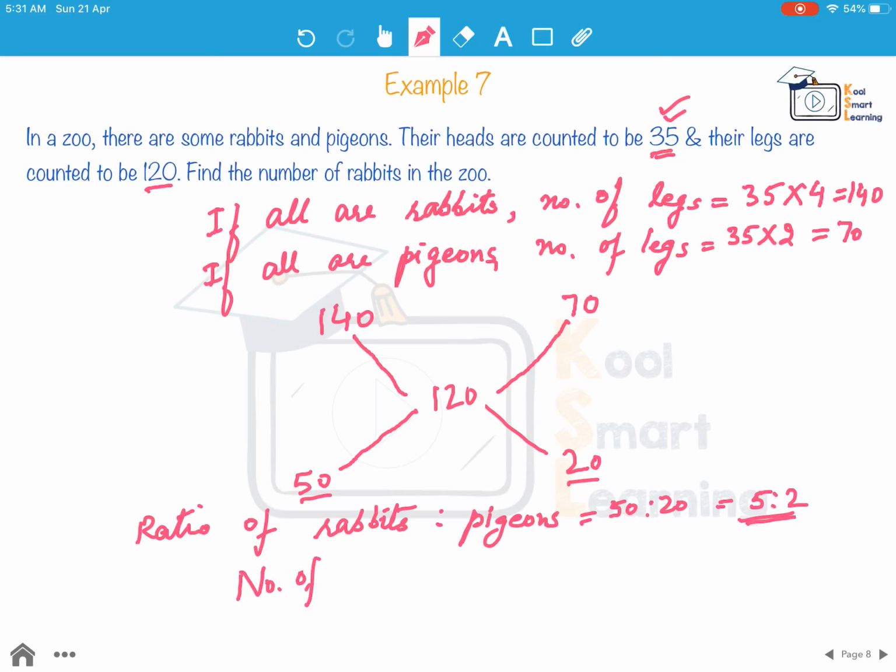We have to find out number of rabbits. Number of rabbits would be 5 by 7 into the total count, which is 35. This gives us 25. So out of 35 we have 25 rabbits and 10 pigeons.